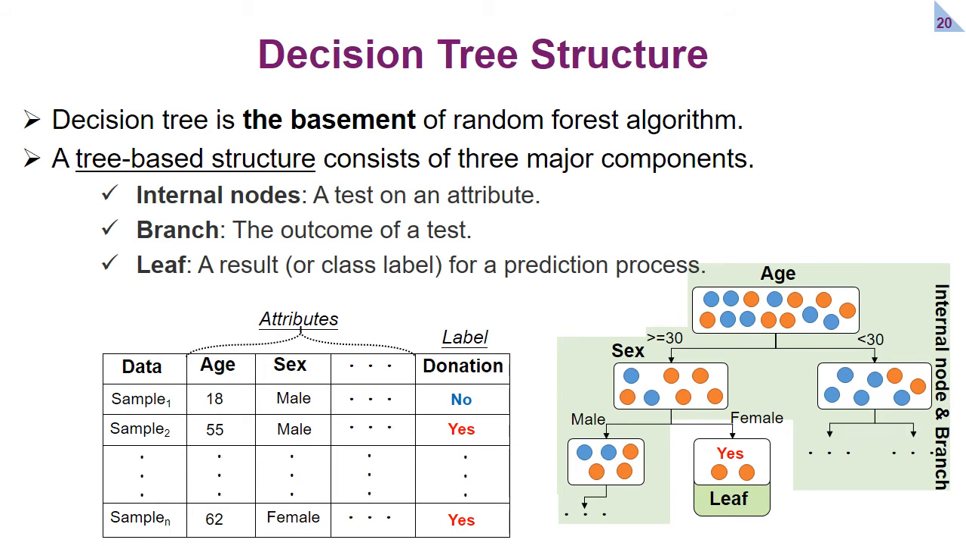On the right-hand side is an example. The internal node is the test on the attribute age, and it will generate two branches. On the second level is the test on the attribute sex, and the outcome has two branches, that is female and male. In the leaf node, female is the result.